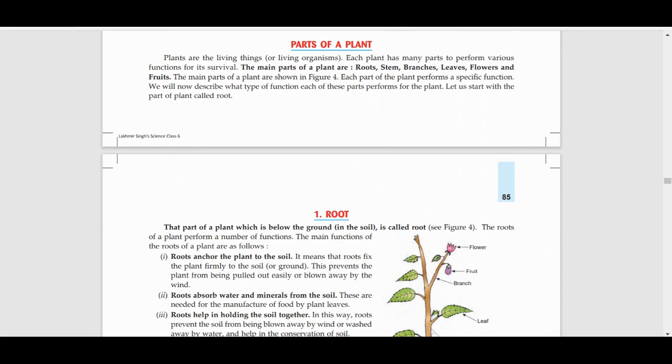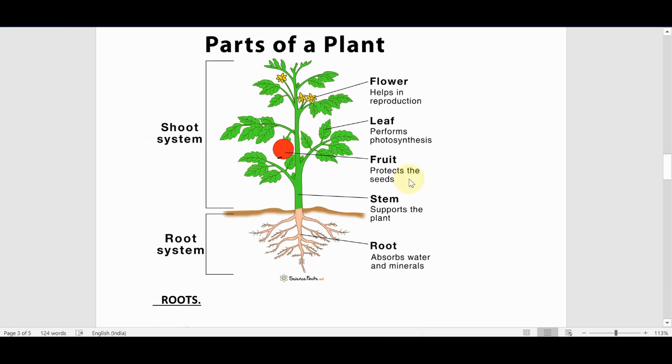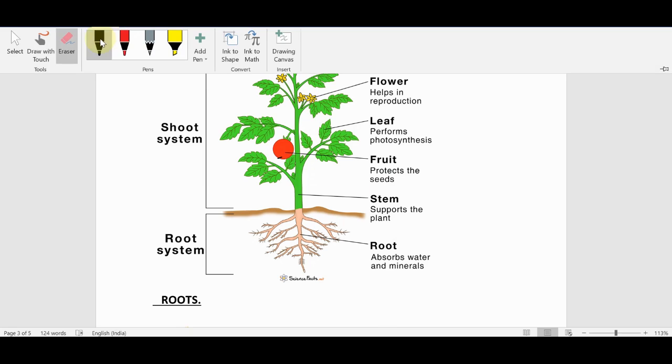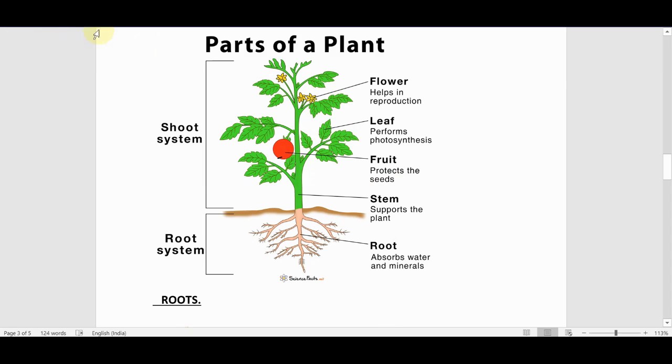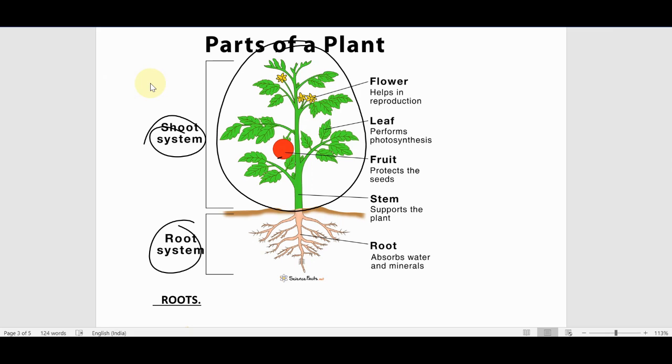Firstly you will see here the picture of the parts of a plant, and we will classify them into two groups or two systems. One is known as the shoot system, the second is the root system. So what is the shoot system? Those parts of the plant which rise above the earth's surface are known as the shoot system. All these parts which we can see. And the root system is the part which grows under the soil, like these roots, and that is known as the root system.